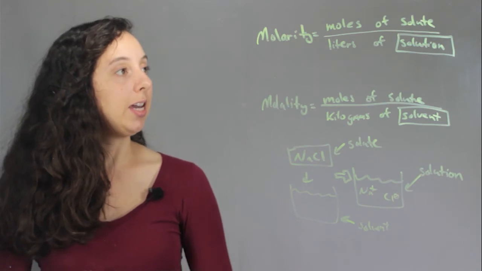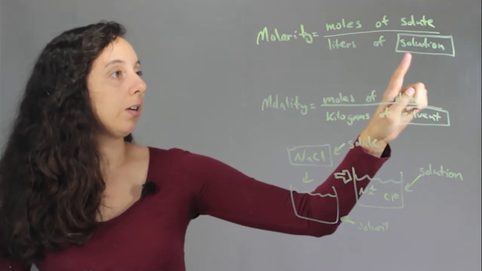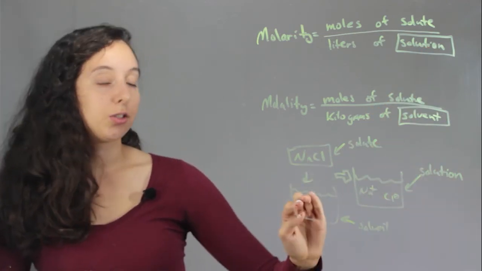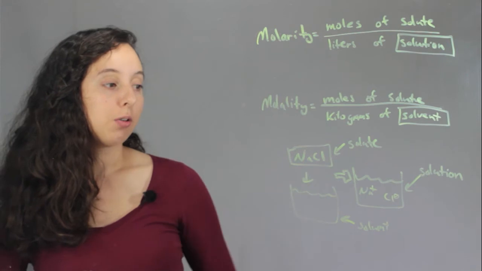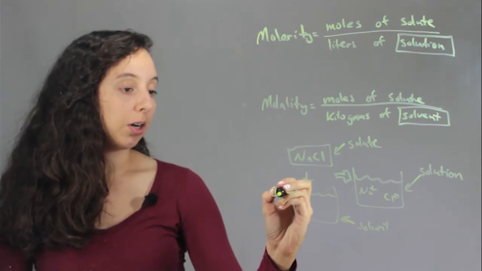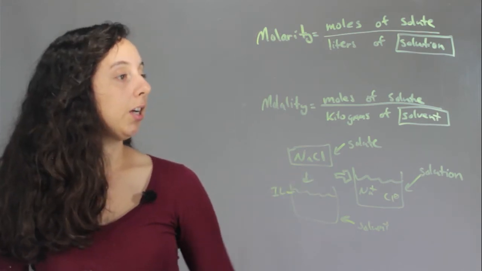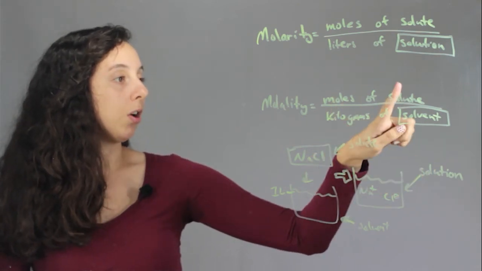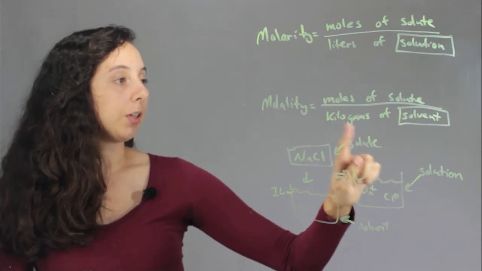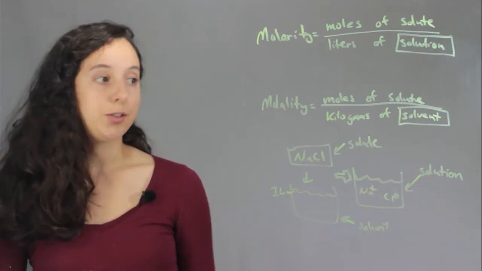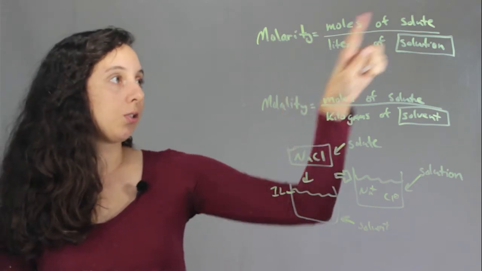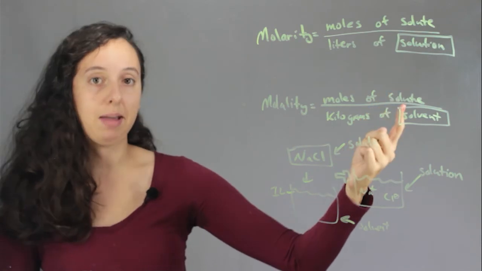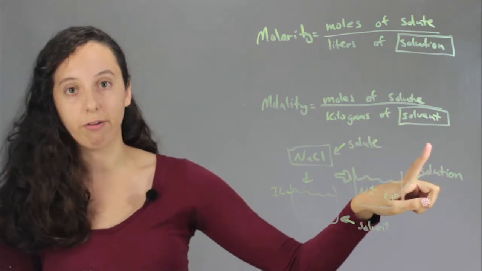And so the key here is that the denominator here is liters of solution, which means that first you would add your solid and then you would add your water until it got to the 1 liter mark. And here it's kilograms of solvent. So the moles of the solute are completely separate from the kilograms of the solvent. So basically, depending on how much solute you add, this will change. But depending on how much solute you add, it doesn't matter. It can't affect the kilograms of the solvent.